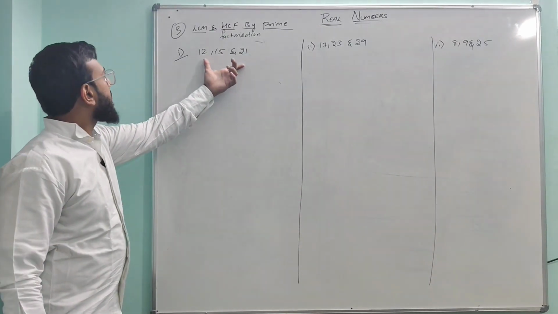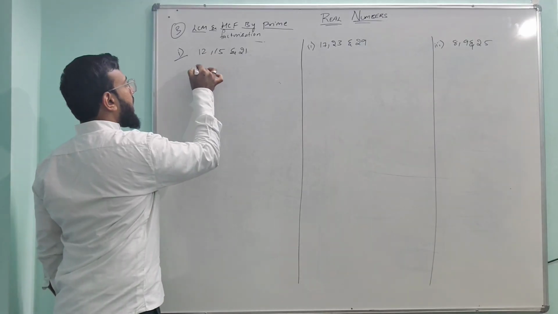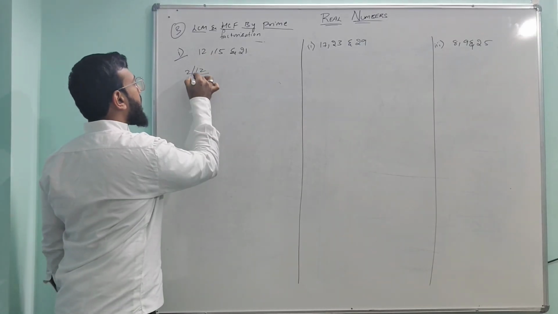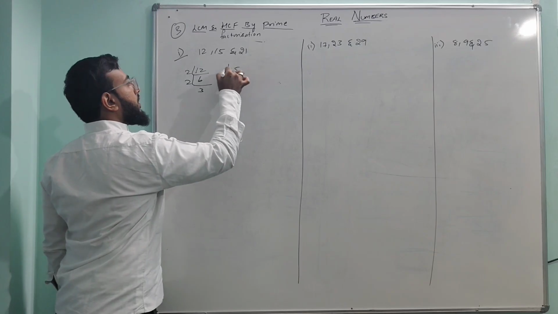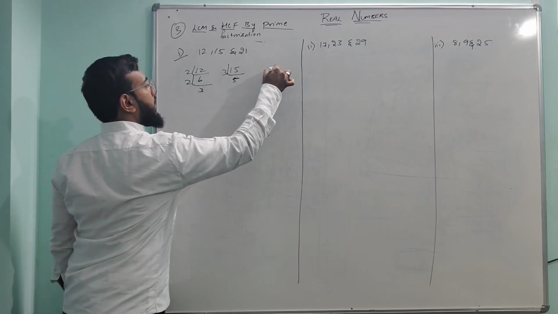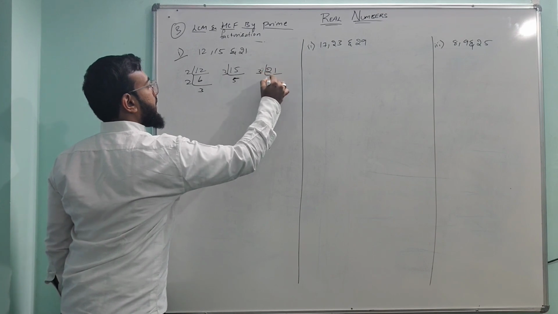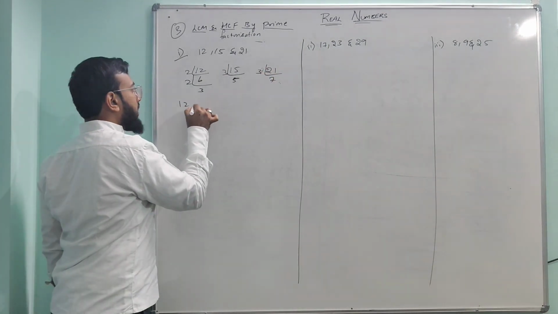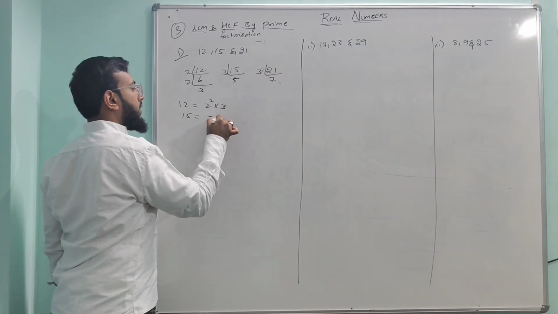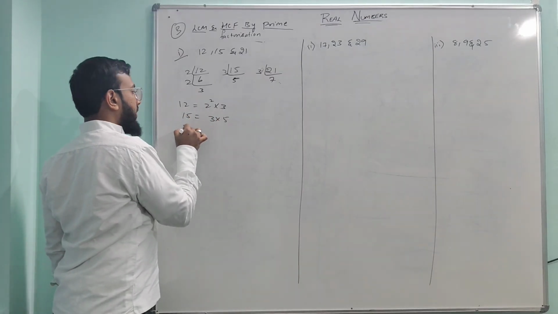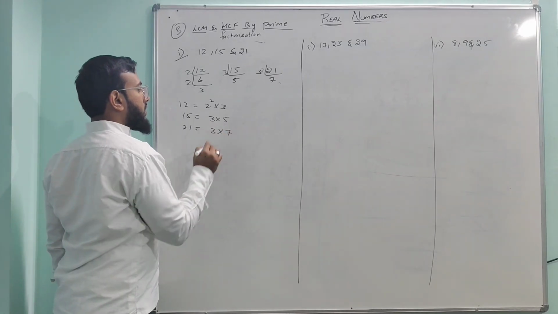We'll go with the next question. LCM and HCF by prime factorization method. 12: 2 sixes are 12, 2 threes are 6. For 15, 3 fives are 15. Then 21: 3 sevens are 21, correct? 12 is equal to 2 square into 3, correct? 15 is equal to 3 into 5, then 21 is equal to 3 into 7.